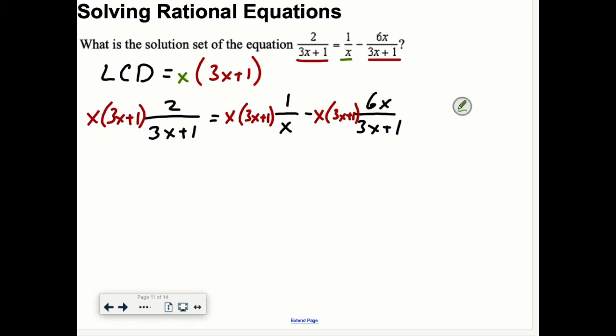Cancel some stuff out. 3x plus 1, 3x plus 1. x, x. 3x plus 1, 3x plus 1. And then I'm just going to rewrite it. This is x times 2 is equal to 3x plus 1 times 1. Well, that's going to be nice. Then we got x times 6x. Cool, so we're going to rewrite it a little bit.